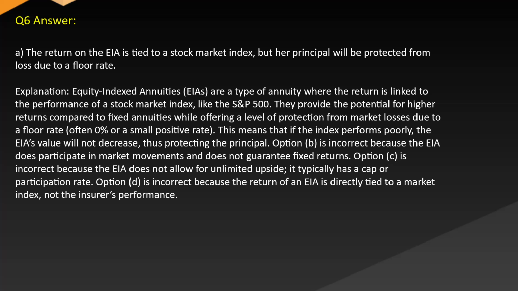Explanation: equity-indexed annuities (IAs) are a type of annuity where the return is linked to the performance of a stock market index like the S&P 500. They provide the potential for higher returns compared to fixed annuities while offering a level of protection from market losses due to a floor rate, often 0% or a small positive rate. This means that if the index performs poorly, the IA's value will not decrease, thus protecting the principal.